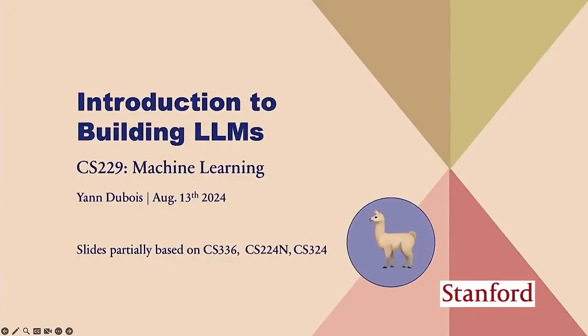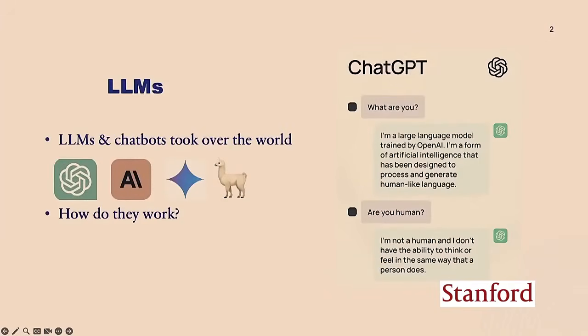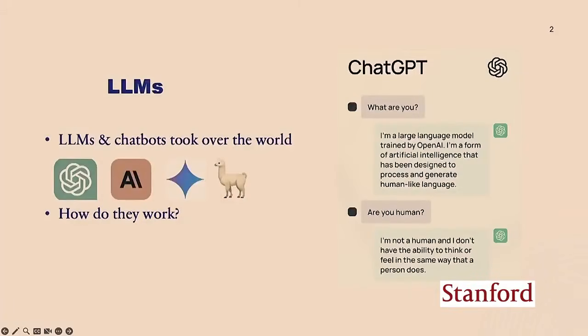Get started. So I'll be talking about building LLMs today. I think a lot of you have heard of LLMs before. But just as a quick recap, LLMs, standing for large language models, are basically all the chatbots that you've been hearing about recently. So ChatGPT from OpenAI, Claude from Anthropic, Gemini, and LLaMA, and other types of models like this. And today we'll be talking about how they actually work.